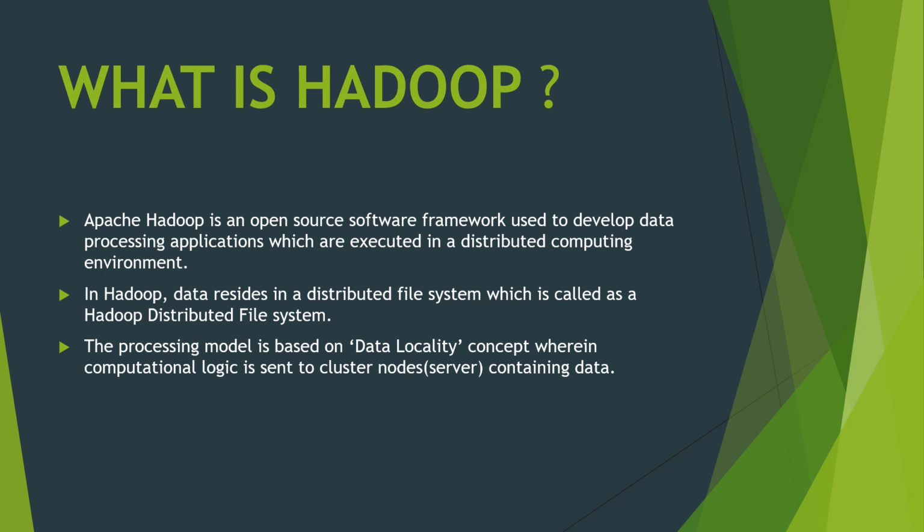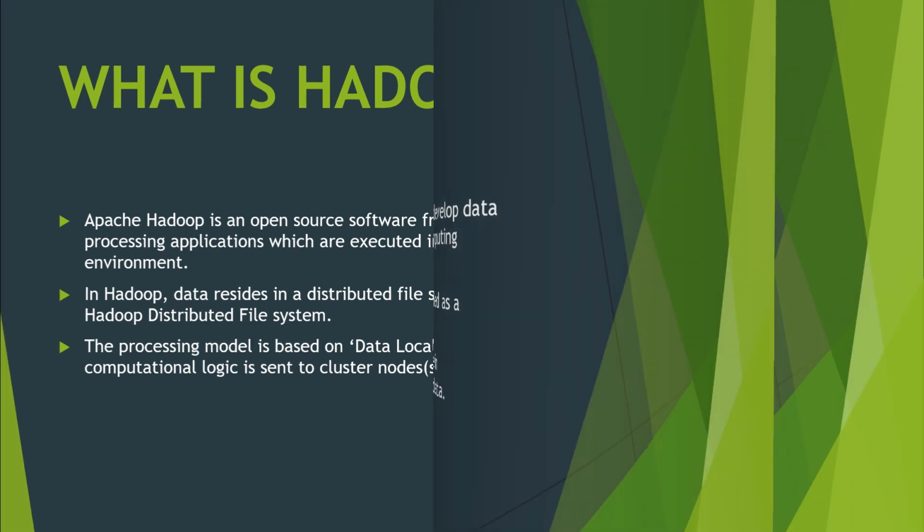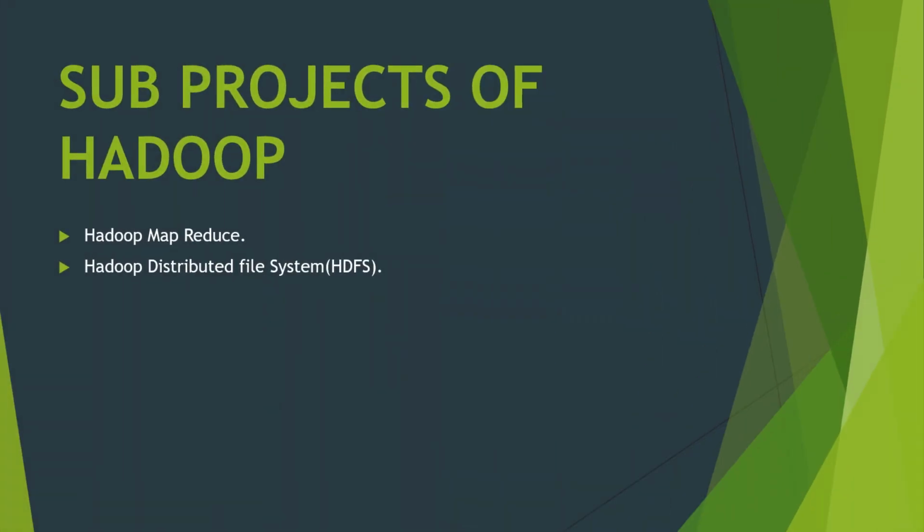The Hadoop architecture mainly consists of four components. They are Hadoop MapReduce, HDFS, which is called Hadoop Distributed File System, YARN, Yet Another Resource Negotiator, and common utilities or Hadoop Common.